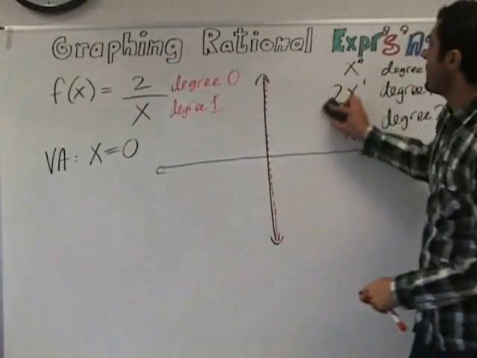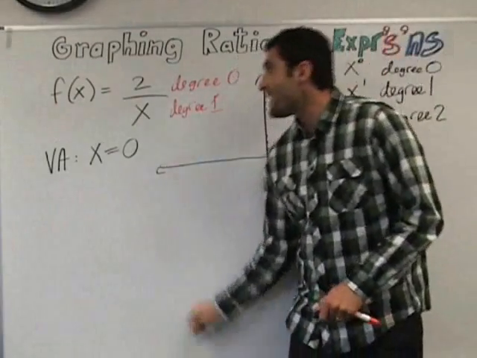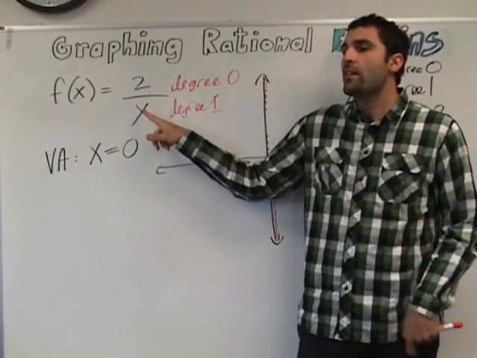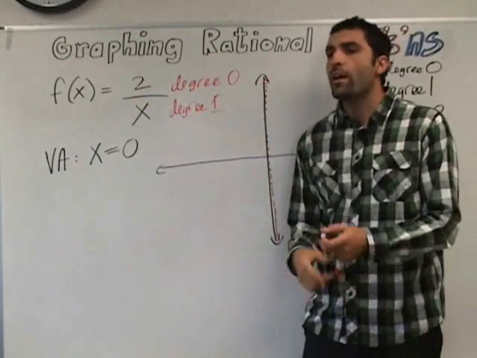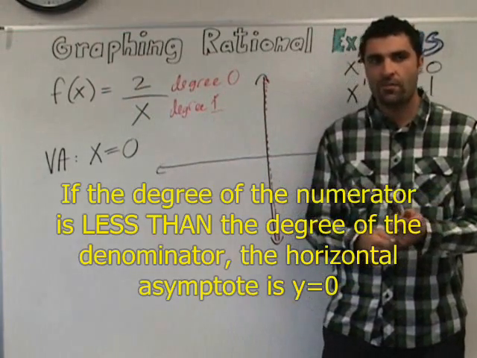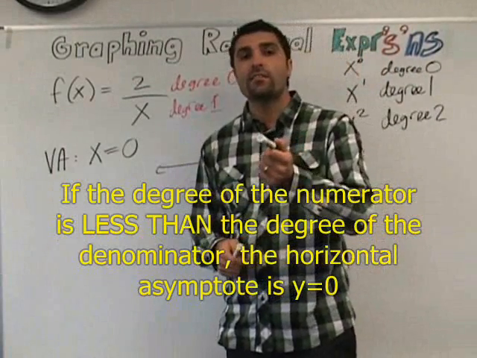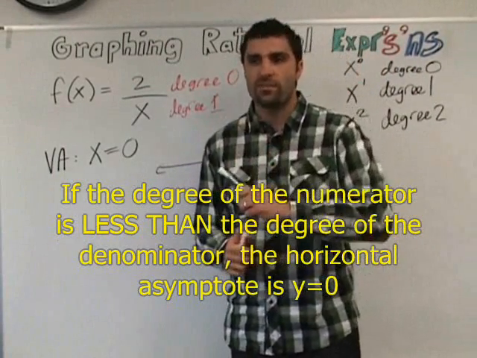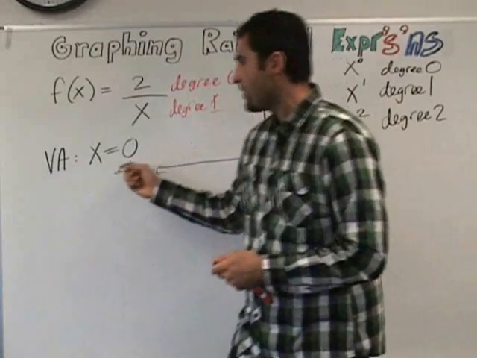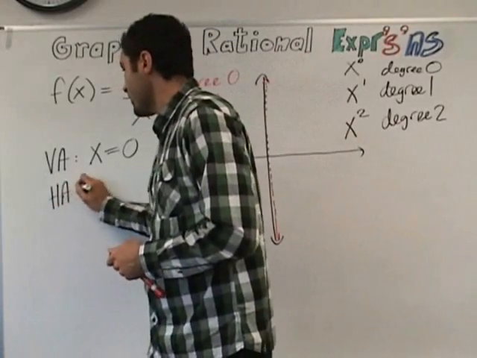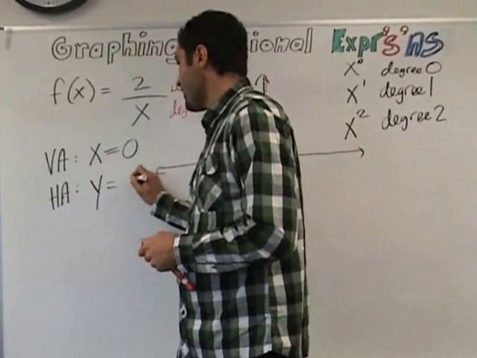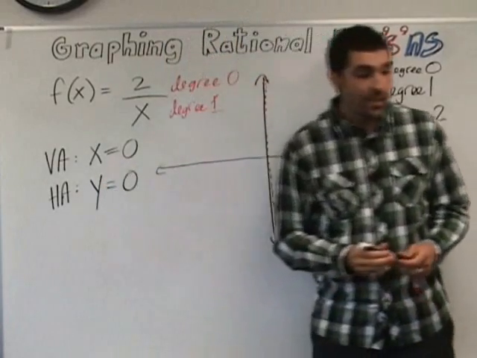If the degree of the numerator is less than the degree of the denominator, what is the horizontal asymptote according to your paper? Y equals 0. Very good. So that's right on your paper: horizontal asymptote, y equals 0. I don't understand. Let's read that together.